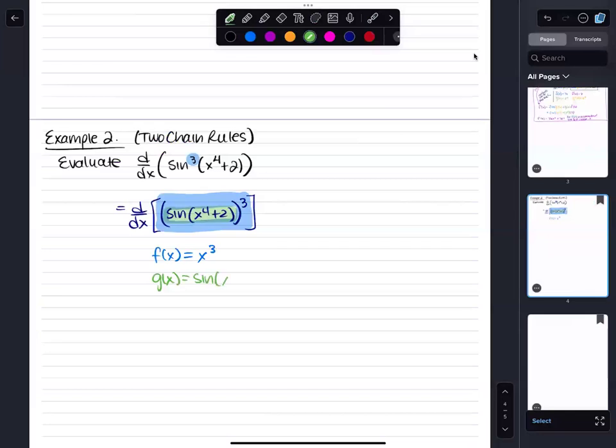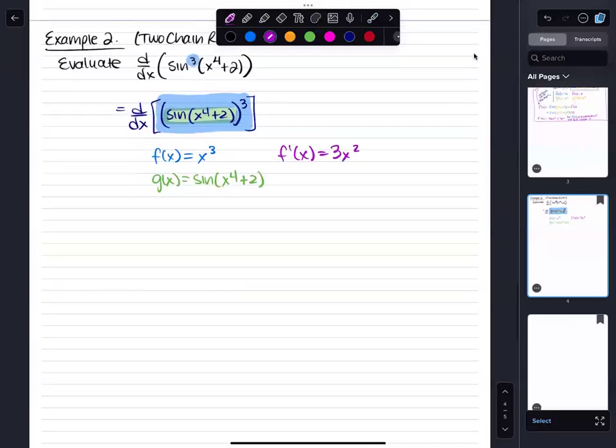Again, I encourage you to write down that inner function first, just because, as I showed you before, you can mark that out and put an x there, and that expression will be your f, because this is function composition, right? Then start differentiating. F prime in this case is 3x squared. That's a straightforward power rule.